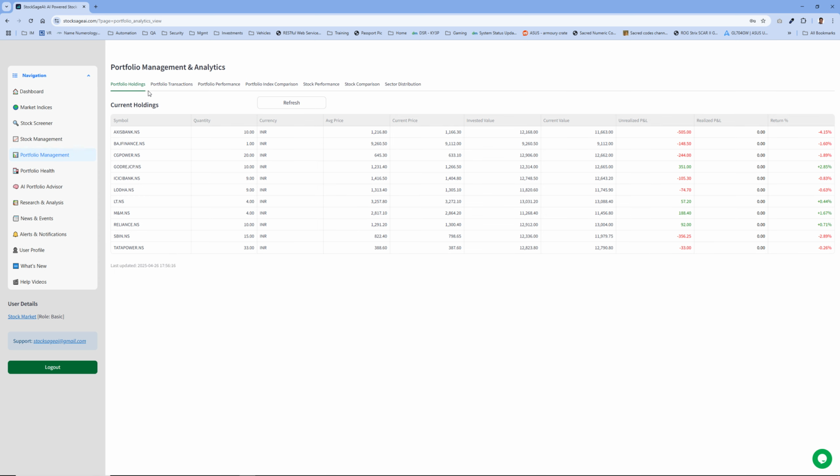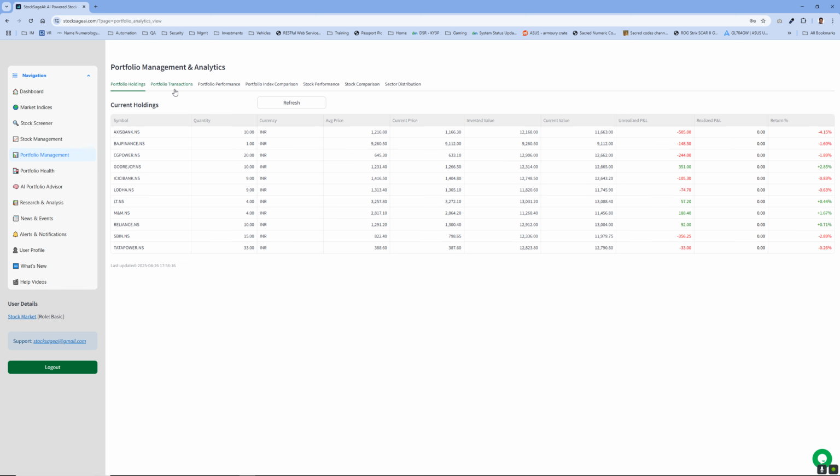So we have multiple tabs over here. The first tab is portfolio holdings. If you already have data, you can see the whole portfolio with quantity, currency, average price, invested value or the current value of your portfolio, what profits or losses you have incurred already on that portfolio due to recent transactions, and the overall return of your portfolio stocks.